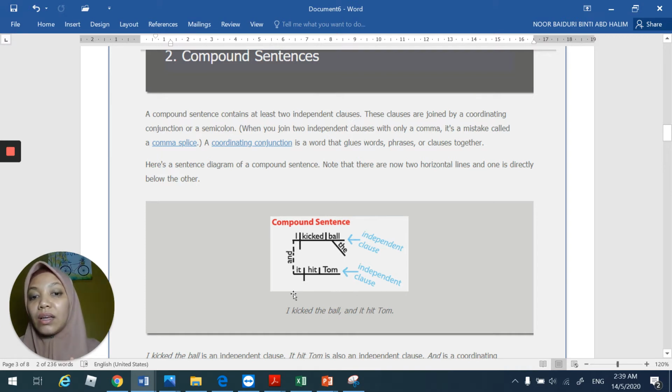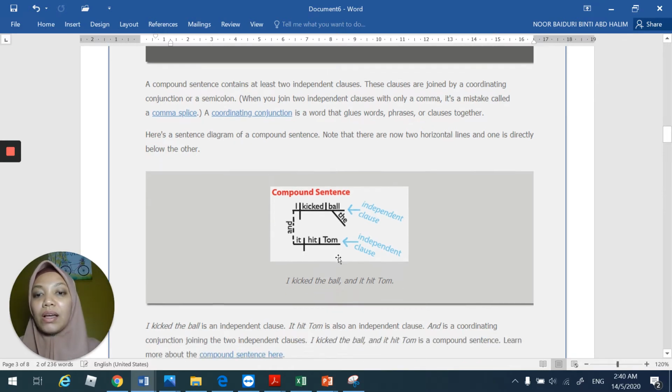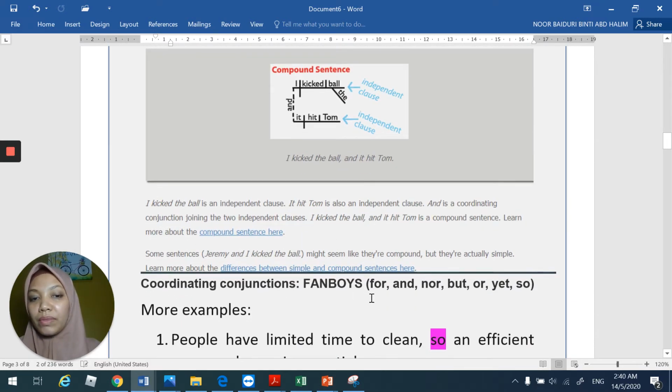But in this sentence, we combine them by using and. And here is what we call a coordinating conjunction. How many coordinating conjunctions do we have? 1, 2, 3, 4, 5, 6, 7. You can memorize them by using this word, fanboys: for, and, nor, but, or, yet. So you have to practice how to use these 7 words correctly.